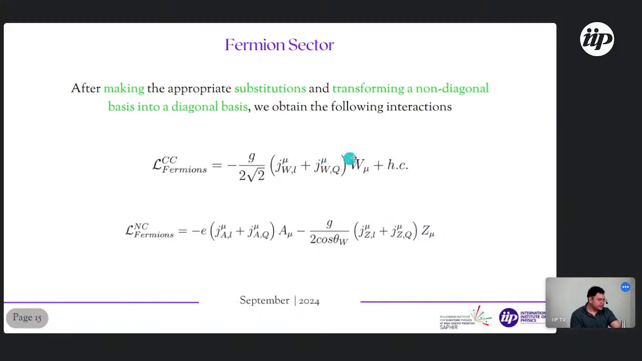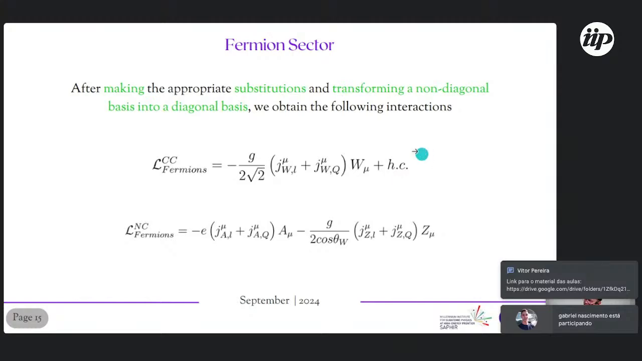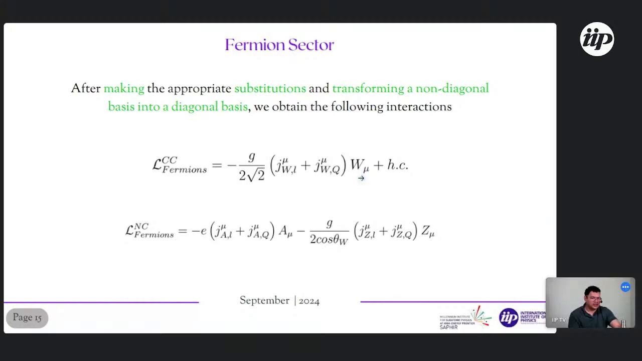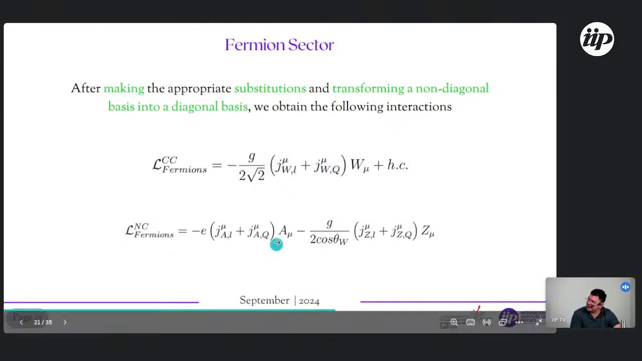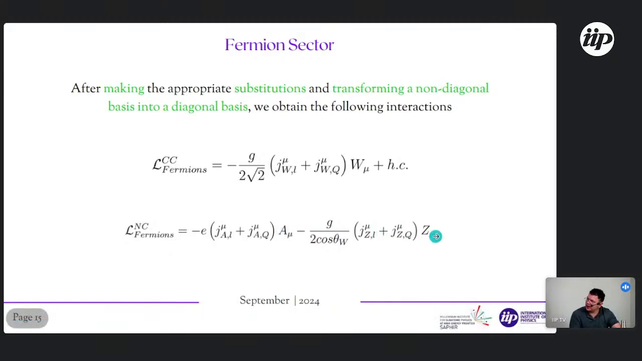You can see that W, A, and Z interact with that J. J means current. When we have the W plus or minus particle, an electrically charged particle, we call that Lagrangian the one that describes the charged current, because we have an electrically charged boson. We are going to present what that J means, but J is related to leptons and quarks. In that case, the photon and the Z boson are neutral particles, so we call that Lagrangian the neutral current Lagrangian for the fermions.